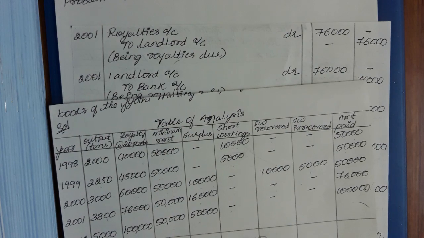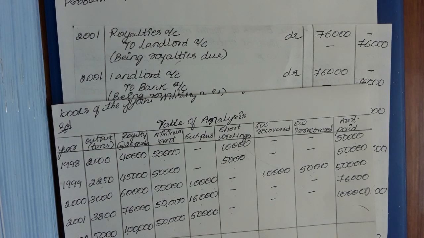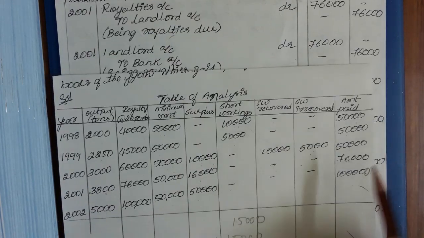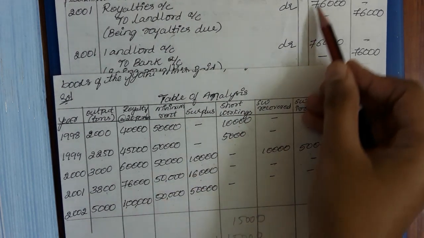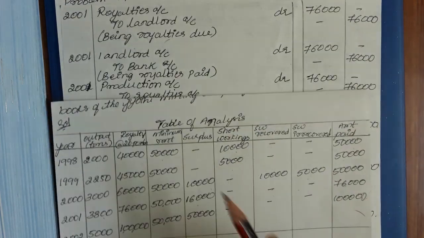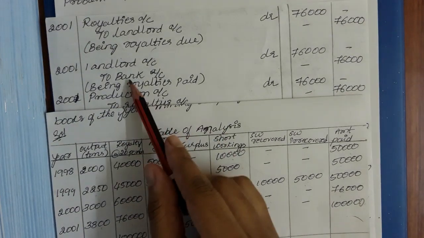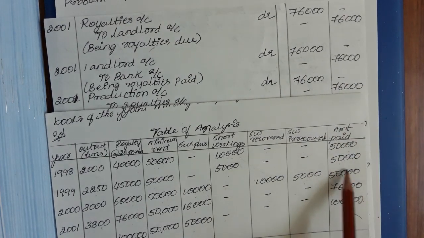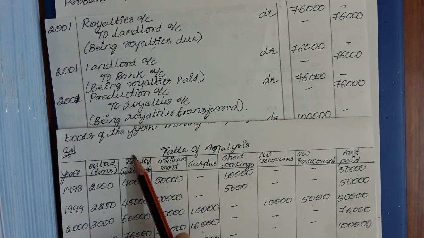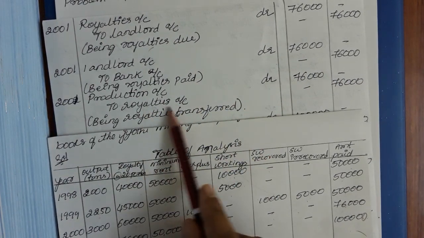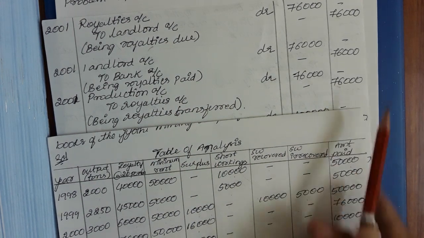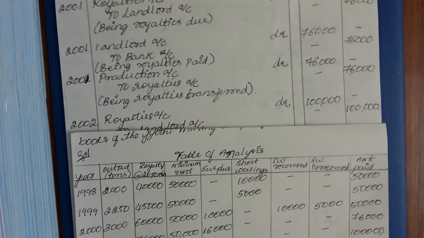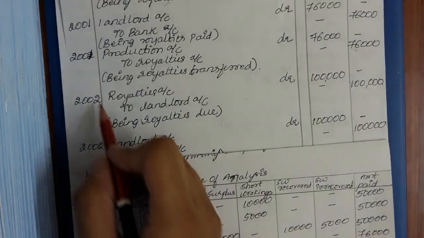So you can see here for 2001, what is the first entry? Royalty account debtor to landlord account. You write whatever royalty has come. The second entry is obviously for payment of royalty: landlord account debtor to bank account, 76,000 you paid, you will be writing. So finally the third entry will be production account debtor to royalty account 76,000. There is no irrecoverability of short workings in the fourth year, so no entry for that.